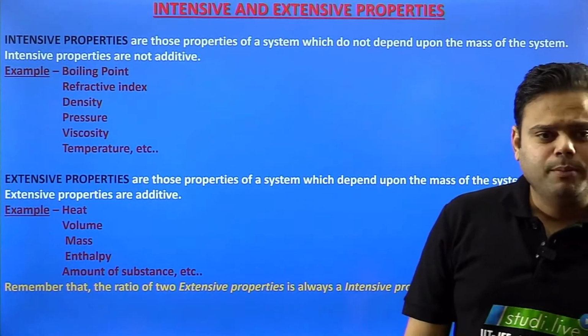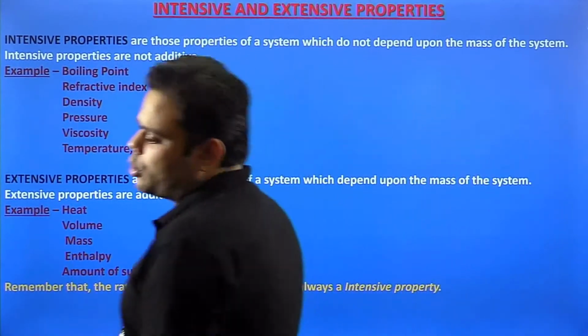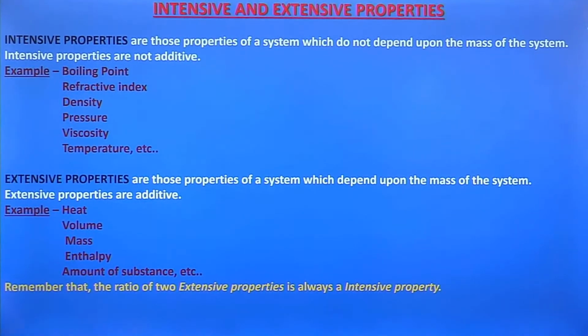Point to remember over here is that the ratio of two extensive properties is an intensive property. A very important point, it also comes in your multiple choice questions. Remember that the ratio of two extensive properties is an intensive property. What next is an example? Density, we all know, is an intensive property, as mentioned earlier on the screen. But what is the formula for density? The formula for density is mass upon volume.